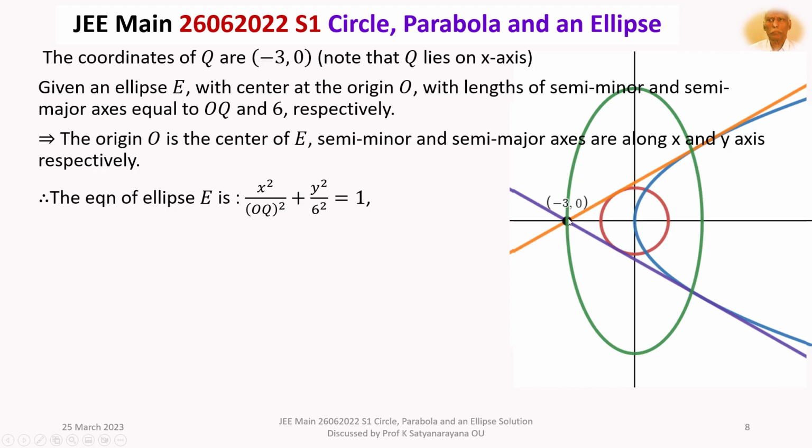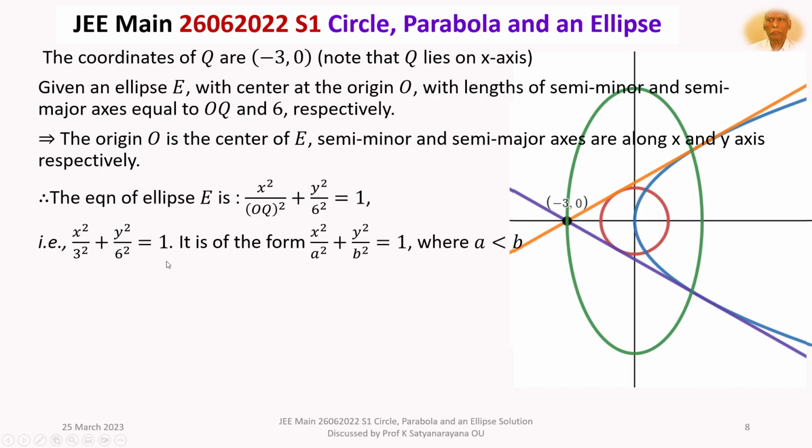This is the ellipse. OQ is the semi-minor axis, and the semi-major axis is along the y-axis, and it is 6 units. This will imply x square by 3 square plus y square by 6 square is equal to 1. It is of the form x square by a square plus y square by b square is equal to 1. Note down that a is less than b, that is the semi-minor axis is less than the semi-major axis. Normally in a standard form, a will be greater than b, and the formulas that you remember are for a greater than b.